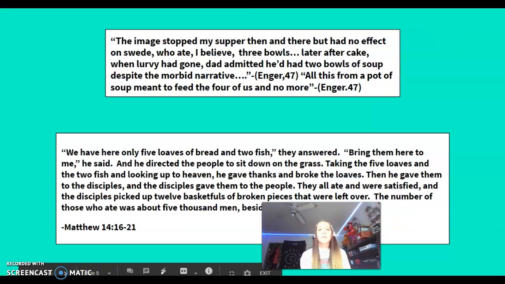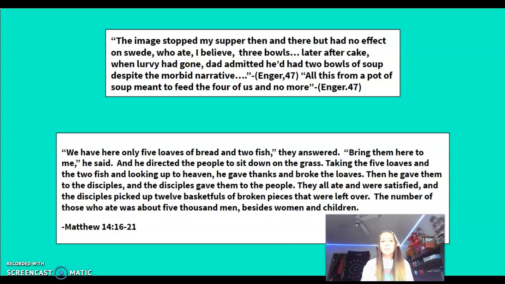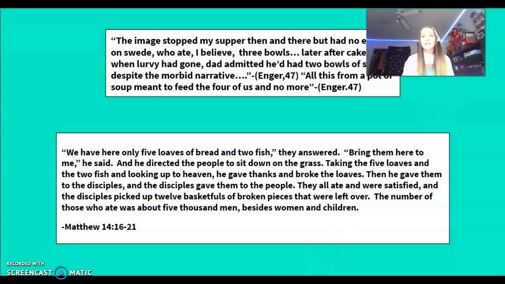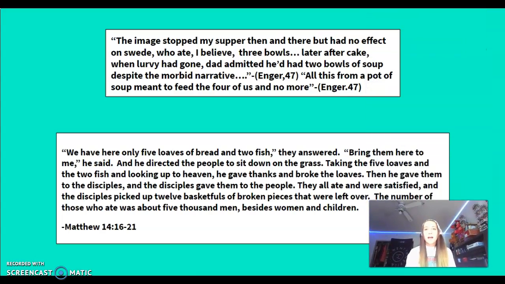Another reference in the book Peace Like a River is when Reuben talks about how, when Mr. Lurvy comes over, the soup is not only feeding them, but it's feeding Lurvy as well. He says, "The image stopped my supper then and there, but had no effect on Sweet, who ate, I believe, 3 bowls. Later, after cake, when Lurvy had gone, Dad admitted he'd had 2 bowls of soup, despite the morbid narrative."